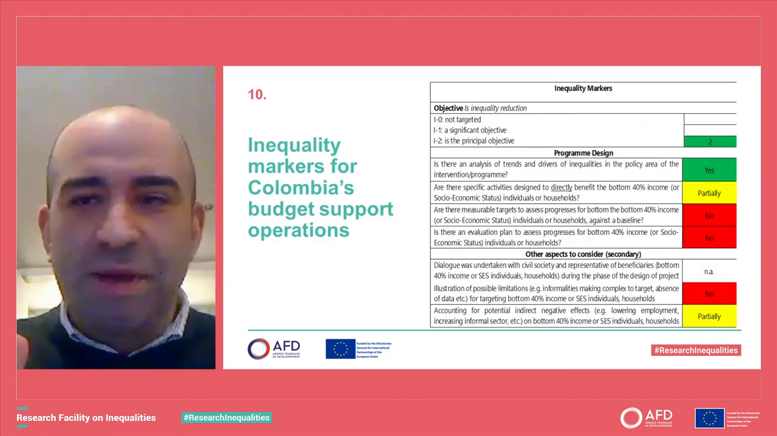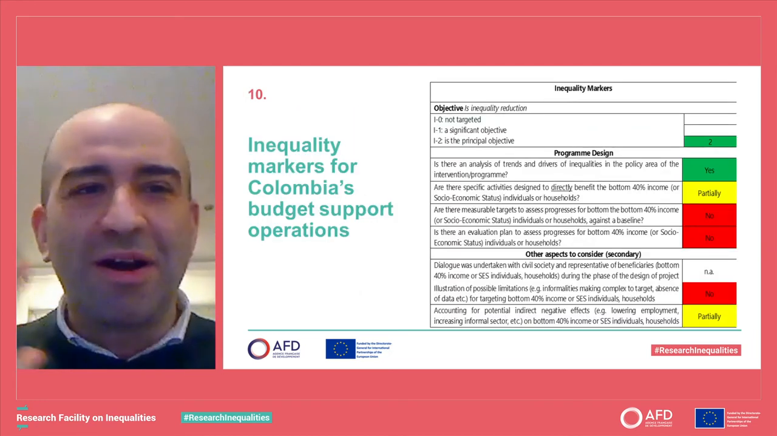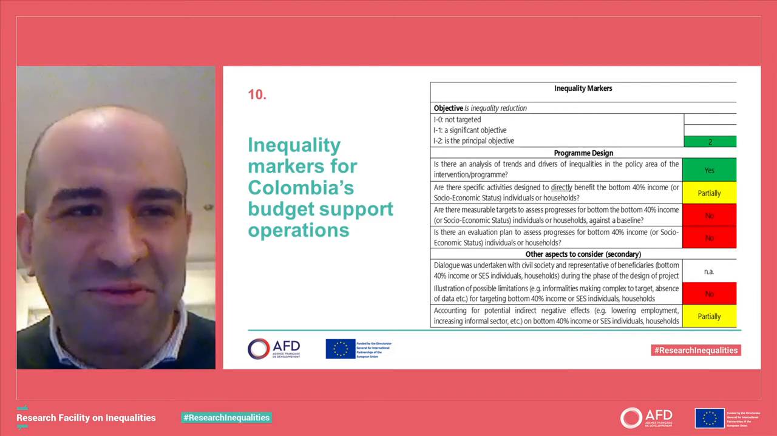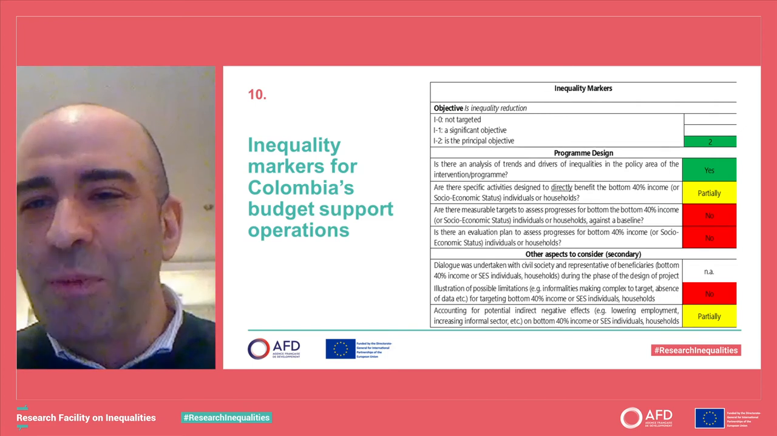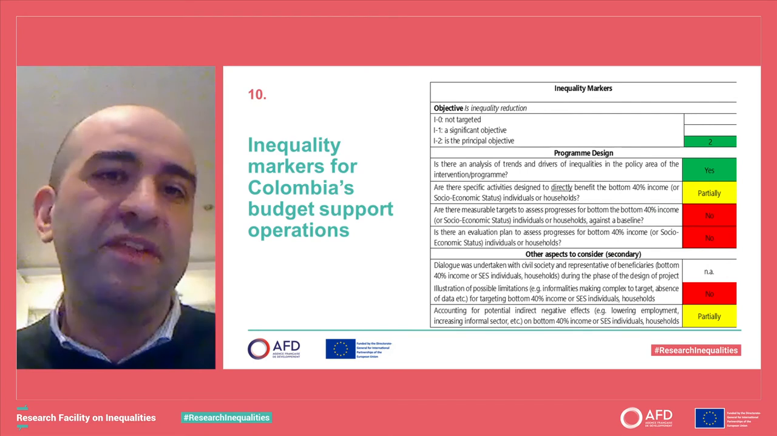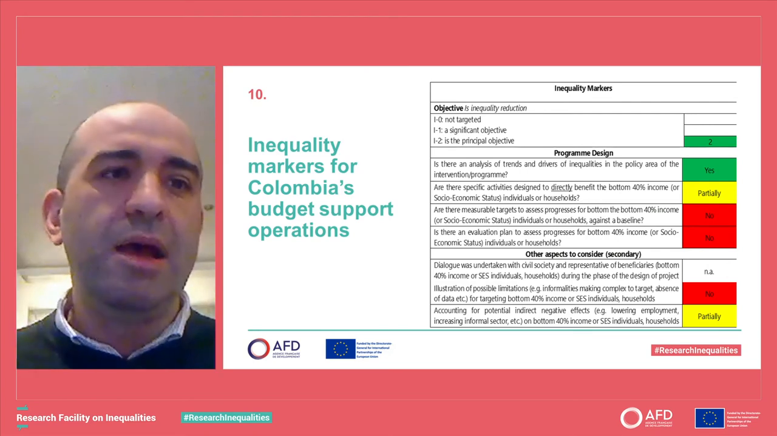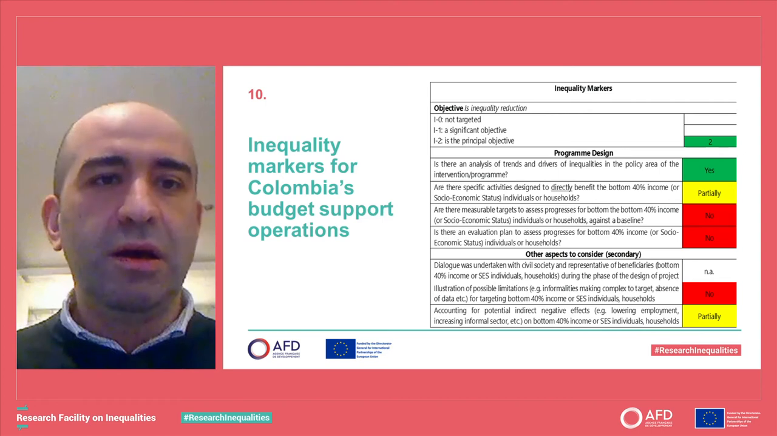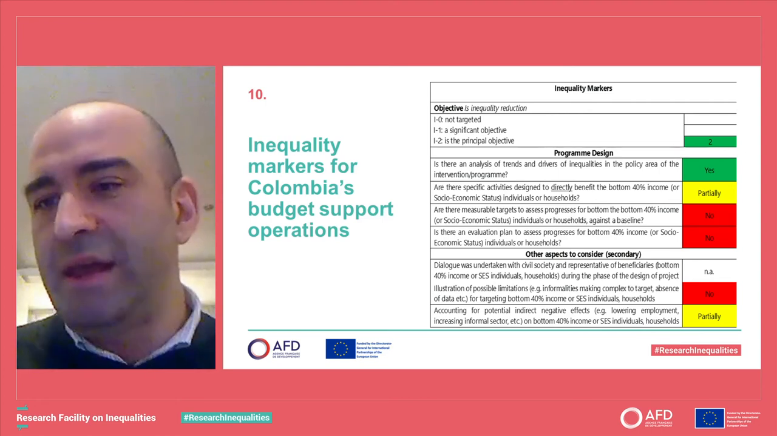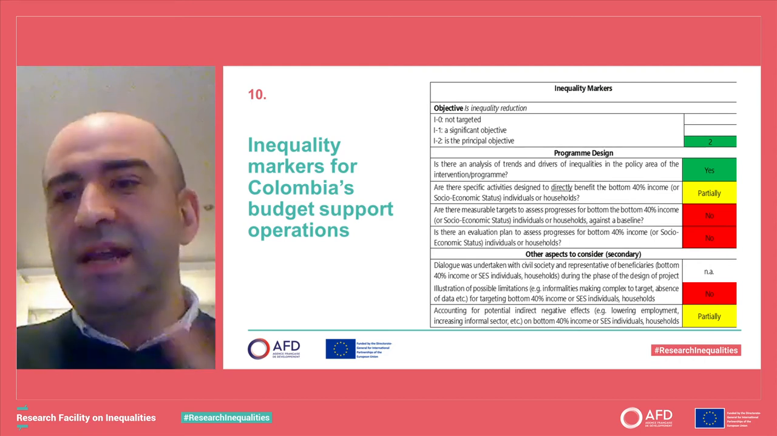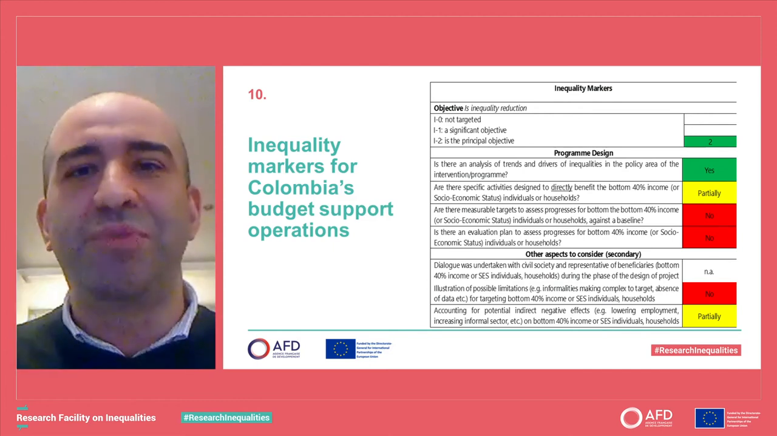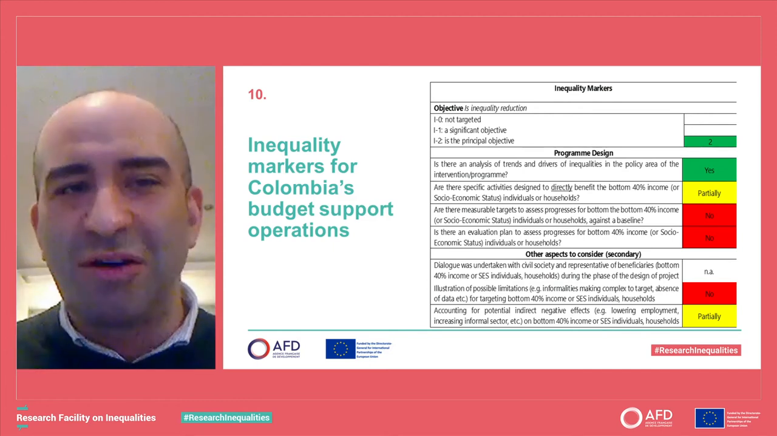And then Colombia, as you see, the colors are different here, and it's much more hectic, if you want. So in terms of the objective, it was the principal objective because, as I said, in Colombia, AFD wanted to support a reform of the health sector towards a more egalitarian access to some specific health services. But as you might see, there are some pieces that are not green in any way. So you might find some problems within the design of the programs.